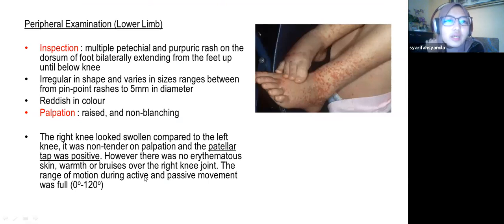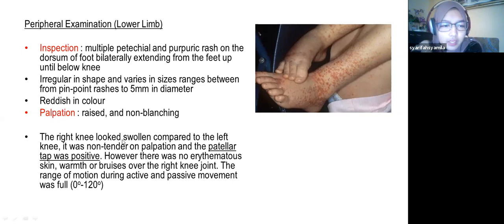On examination of the lower limb, on inspection, it was noted that there were multiple petechial and purpuric rashes on the dorsum of the foot, symmetrical and extending from the feet up until below the knee. The rashes were irregular in shape and varied in size, ranging from a pinpoint rash to those around 5 millimeters in diameter. They were reddish in color, and on palpation, the rash appears raised, and on blanch test, it was non-blanching.